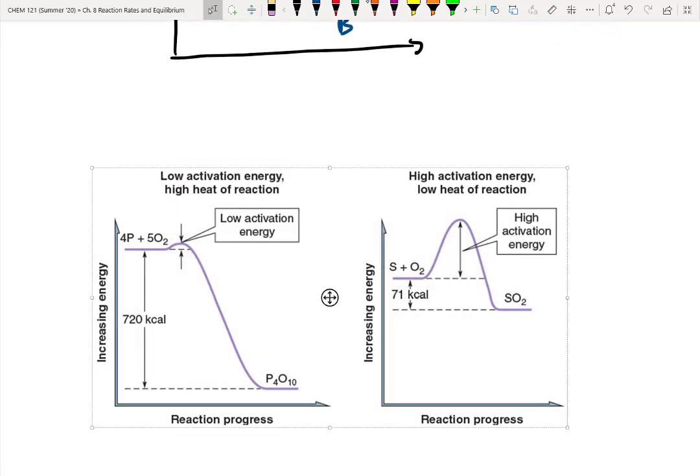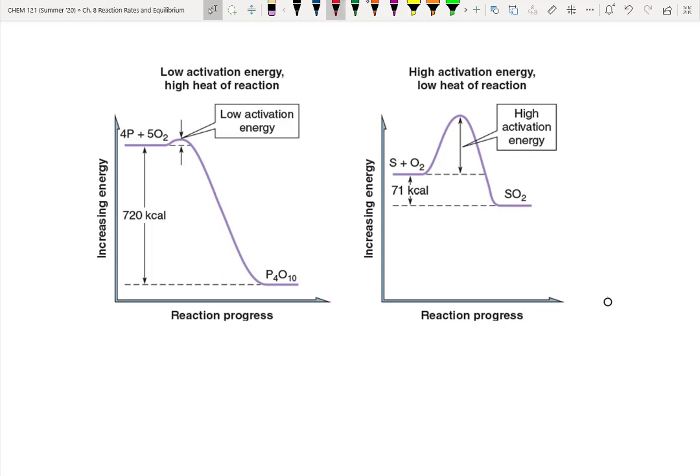Okay, on the left, let's write down this reaction. If you take phosphorus, specifically, it's going to be a 4 to 5 ratio of phosphorus to oxygen, and you react it, you can make tetraphosphorus decoxide, which is P4O10. This stuff is really nasty.